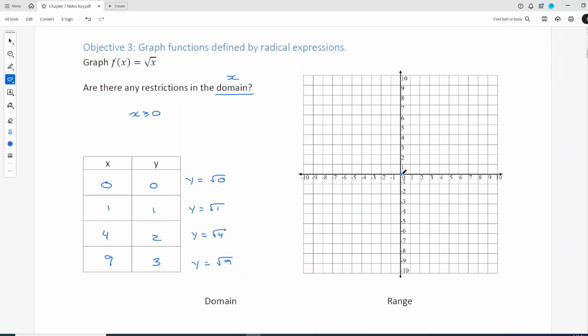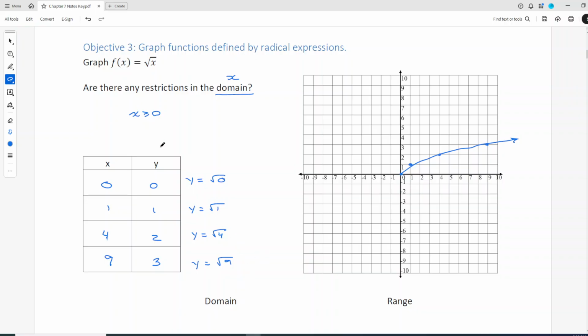So I'm going to use the points (0, 0), (1, 1), (4, 2), and (9, 3). And this is going to be what we call our base square root of x function. This is what all the graphs that we make are going to look like when they're a square root of x graph. What's the domain?